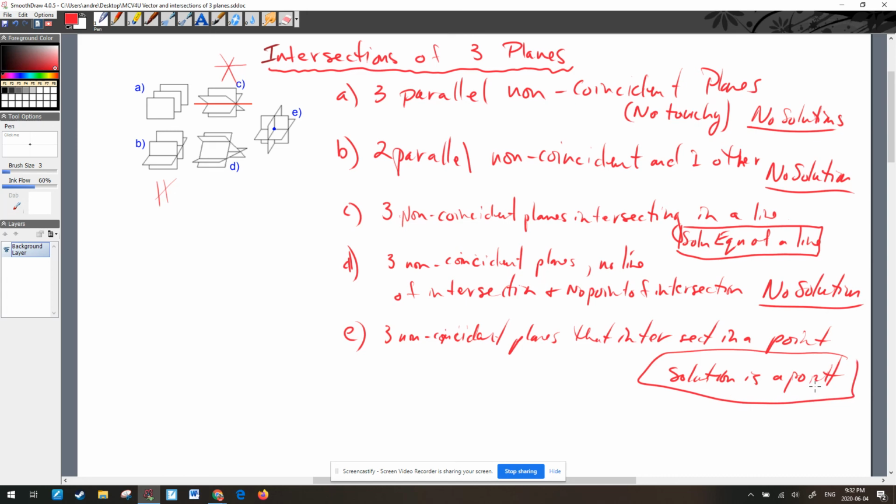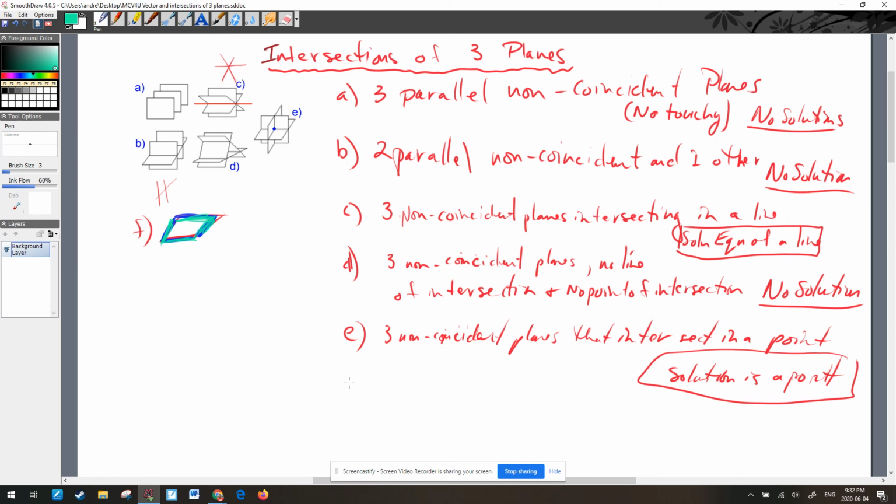Okay, and there is another case. In theory, there's a couple other cases, although they're so similar that we would only bother with writing one of them. And that is when we have all three planes in the same place. So all three planes in the same place.